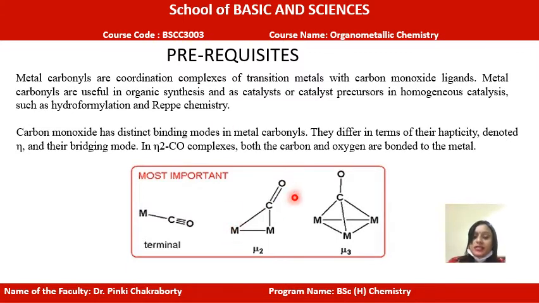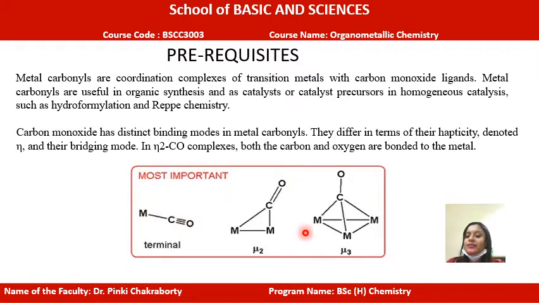The second point in this slide explains the type of bonding mode that the carbonyl can have. Majorly, carbonyl can have one terminal mode. In this terminal mode, there is a triple bond between carbon and oxygen, and the carbon is attached to the metal, so there is a single bond between metal and carbon.